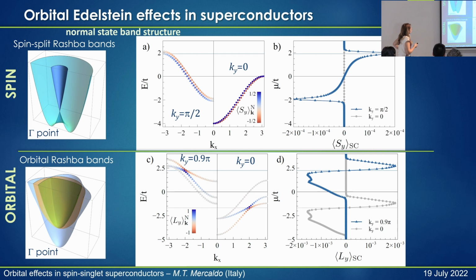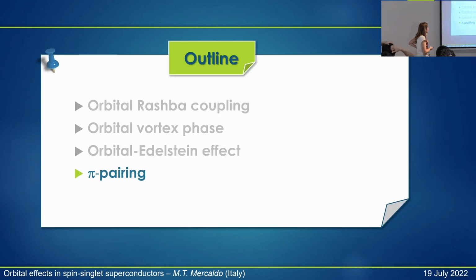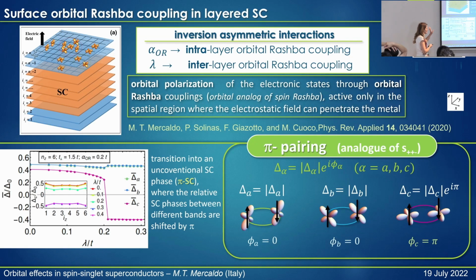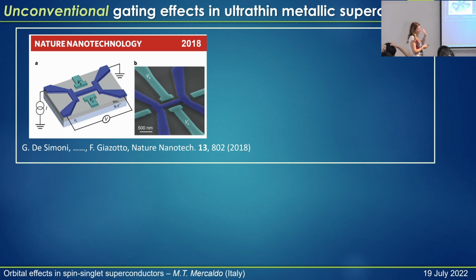So let's draw the normal band structure for the spin and orbital Rashba case. Okay, it's over. Oh, I haven't looked at you. Let me say that you can have a tunable system, but I want to show one thing. Unfortunately, I have to do it like that.